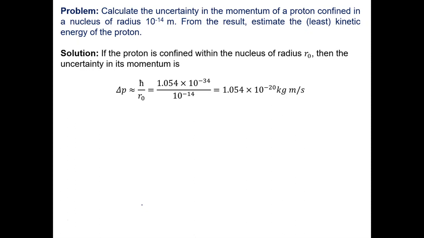So let's look into the last problem of this lecture now. This is a bit tricky. What you have to do is calculate the uncertainty in the momentum of a proton confined inside a nucleus of radius 10 to the power minus 14. So you have a nucleus, this radius is given, and you have a proton which is confined inside it.